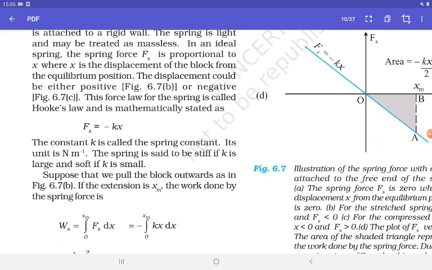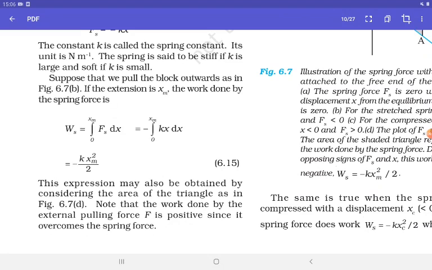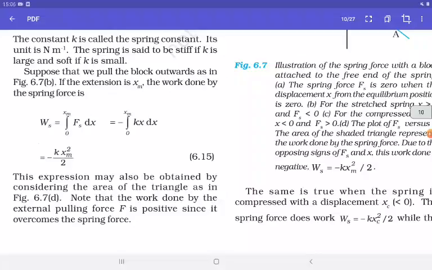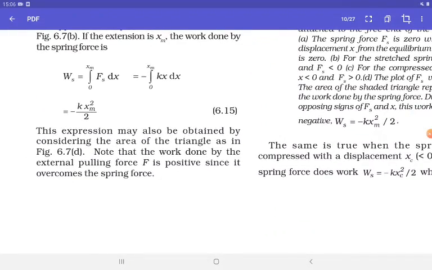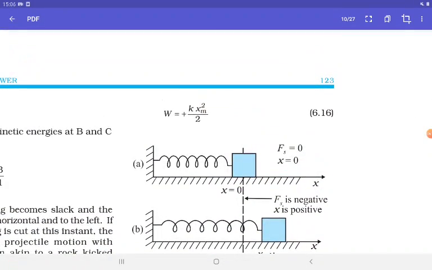Suppose that we pull the block outwards as in figure 6.7b. If the extension is xm, the work done by the spring force is Ws equals integration 0 to xm Fs dx, that is minus integration 0 to xm kx dx, which is minus kxm square divided by 2. This expression may also be obtained by considering the area of the triangle as in 6.7d. Note that the work done by the external pulling force F is positive since it overcomes the spring force. So therefore W equals plus kxm square divided by 2.